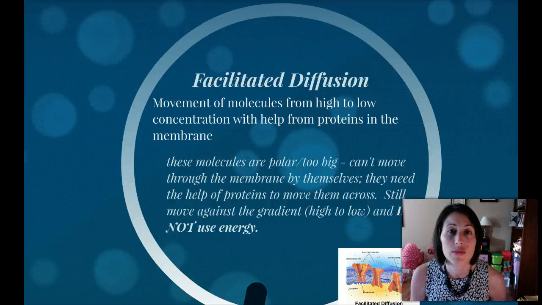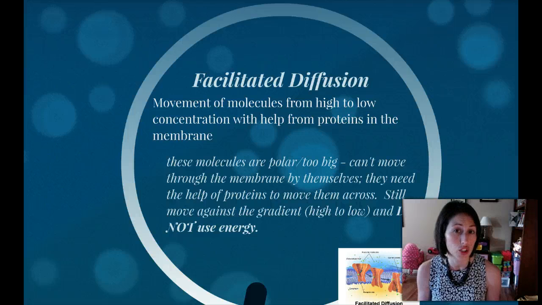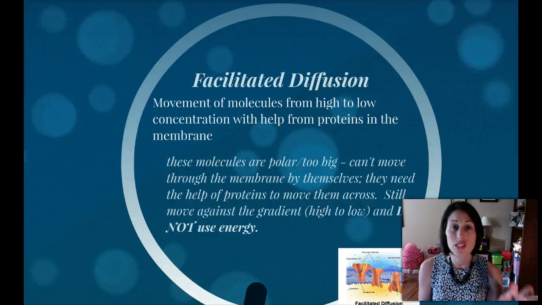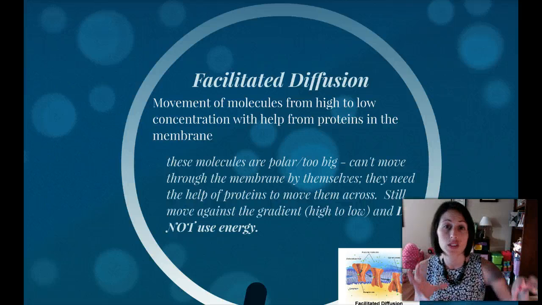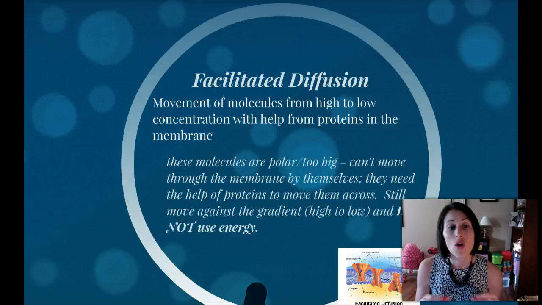So a lot of times, these molecules that we're talking about that have to move across the membrane through proteins are polar, which means they have a partial charge, okay? So they have one side that's partially positive and one side that's partially negative, so they're a little bit unbalanced in terms of electrons. When that happens, they can't cross the lipid part of the membrane, okay? Because the lipid part is nonpolar and they don't like each other very much. So they need help to get through the membrane.